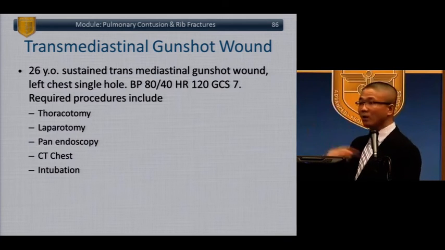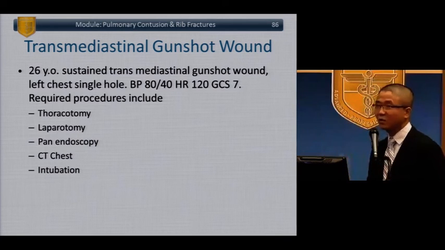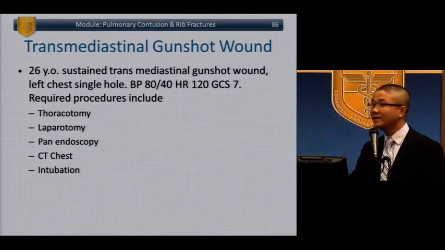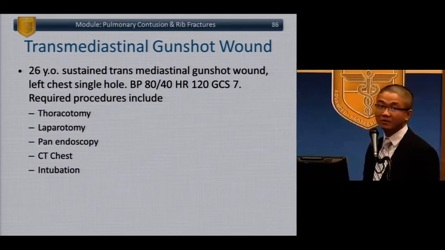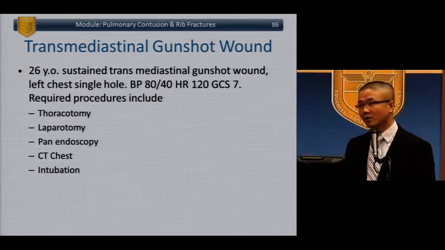Okay. If you open up the left chest and there's no blood, go to the right side, okay? Not in an ED thoracotomy fashion, put a chest tube in, all right? So put a chest tube in, just to make sure whether there's any blood in the right side, okay? Otherwise, you got to go in the belly, because that's probably where your injury is.